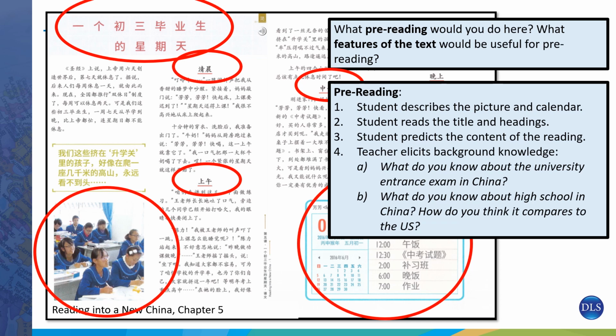And even if you don't read Chinese, you can see this is about school children. So getting the student, and this one is in fact about the university entrance exam in China, to tell you a little bit about what they know about that exam and what they know about high school in China. And that would be a great pre-reading activity.